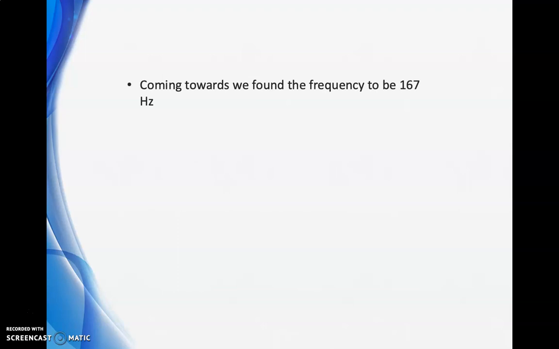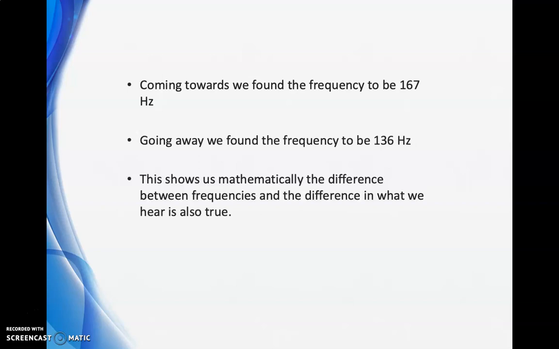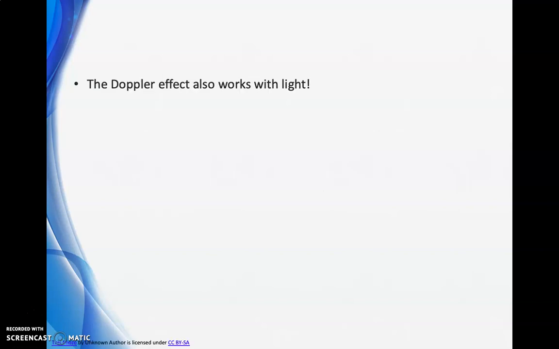So we found that the train, as it's blowing its horn, is coming at a frequency of 167 hertz, and then as it's going away from us it is 136 hertz. So we can show physically that there is a difference in what we are hearing. It's not just some magical thing that is happening to our ears, but it is mathematically proven that there is a difference in the frequency.